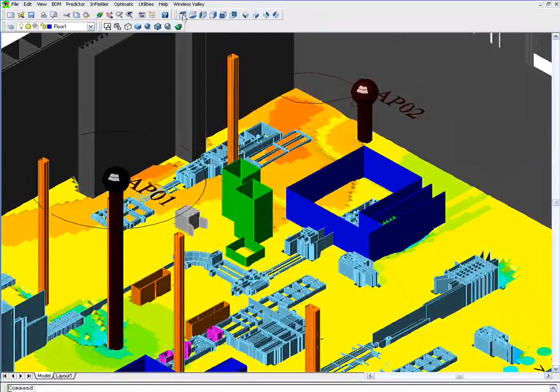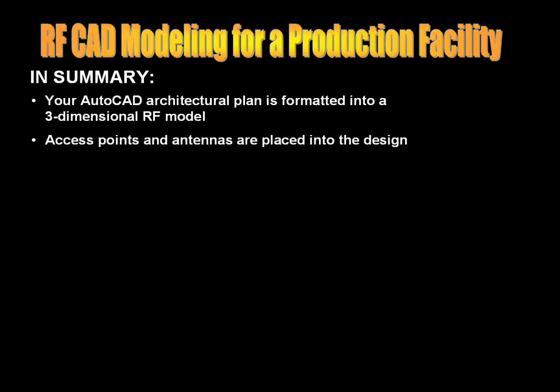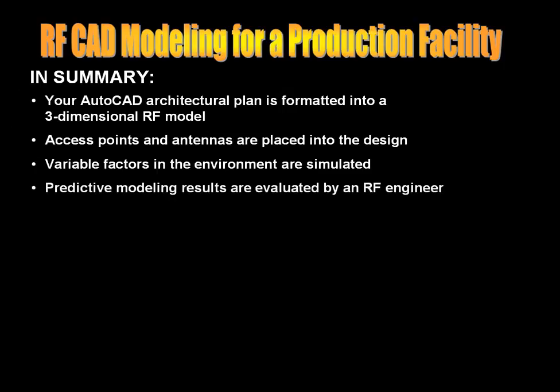RF CAD modeling and simulation to build a design for a production facility. In summary, first, your AutoCAD architectural plan is formatted to create a three-dimensional RF model. Into this model, virtual access points are created as necessary and placed into their proposed locations. Once they're placed into the design, variable factors are simulated and an accurate coverage map is created. A number of sophisticated tests can be done to assure proper connectivity.